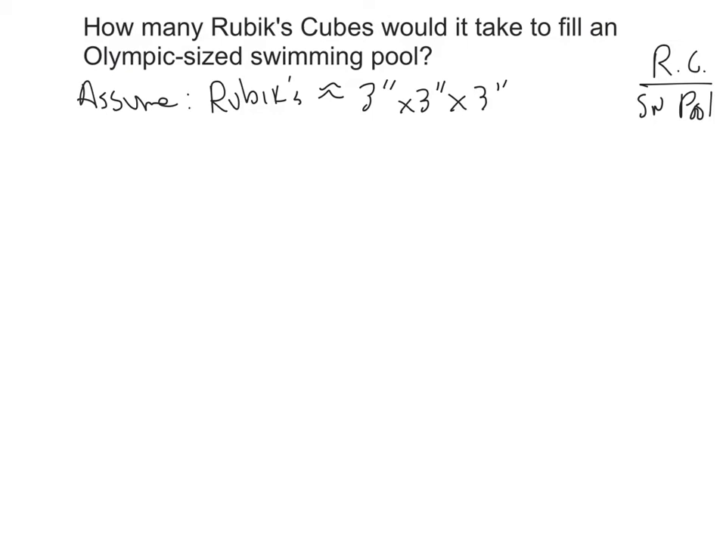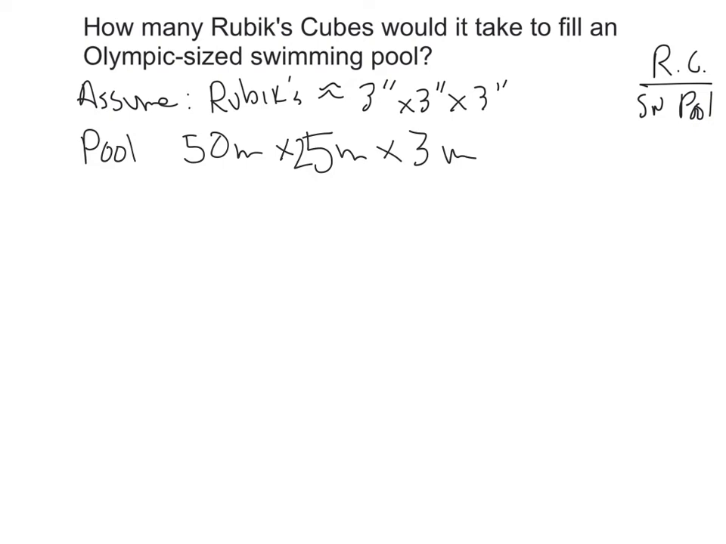So it turns out an Olympic-sized swimming pool is 50 meters. So the pool is going to be 50 meters, as I thought, and 25 meters wide. And then it has a minimum depth of 2 meters and a recommended depth of 3 meters. So we're going to go with the 3 meters for the depth.